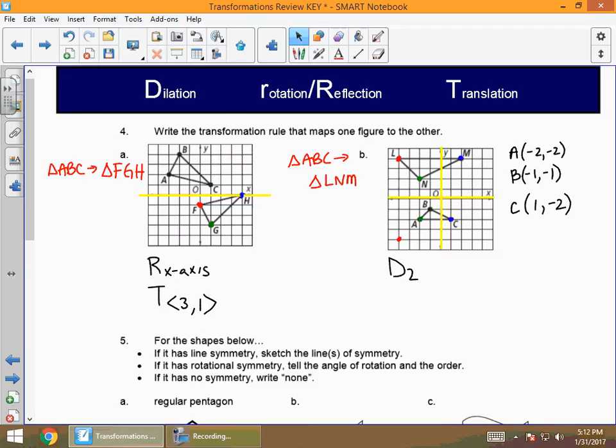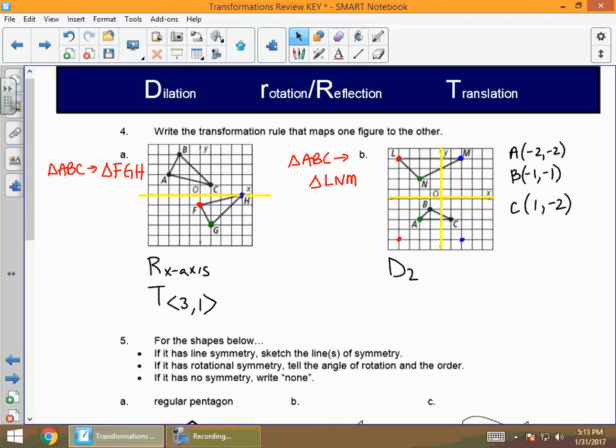And then C is at 1, -2. Multiplying by 2, that's going to give me 2, -4. That's where they're going to be on the dilation. That's where my A, B, and C are going to move. Remember, A is in red, B is in green, C is in blue. And now I need to do the R and the T.